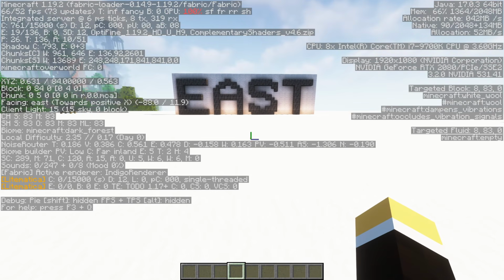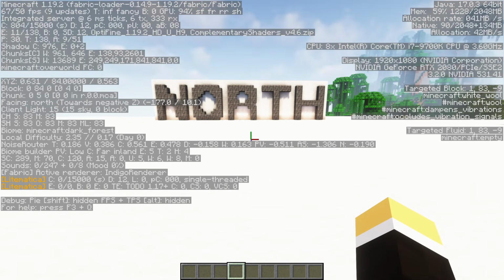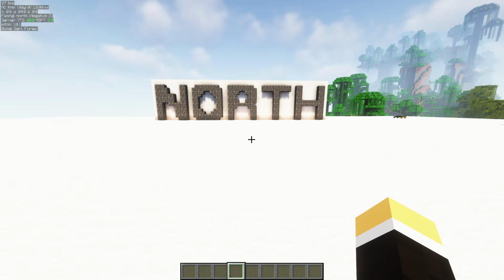Just remember those numbers. West is negative for X, positive for east. Going south is going to be positive for Z. Going north is negative for Z. That way you'll always be able to find your way around and find your way home.